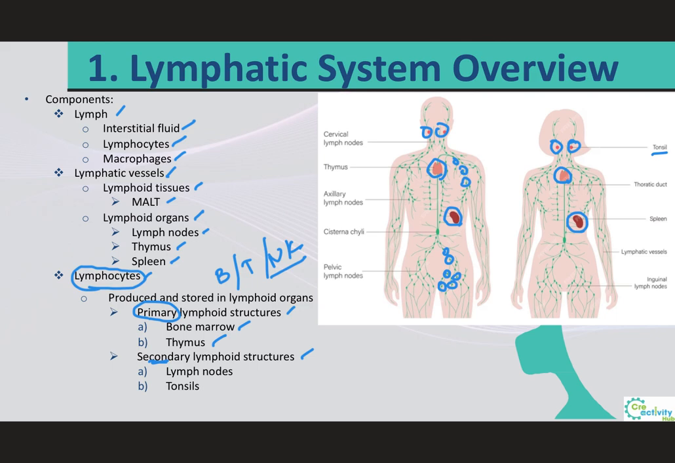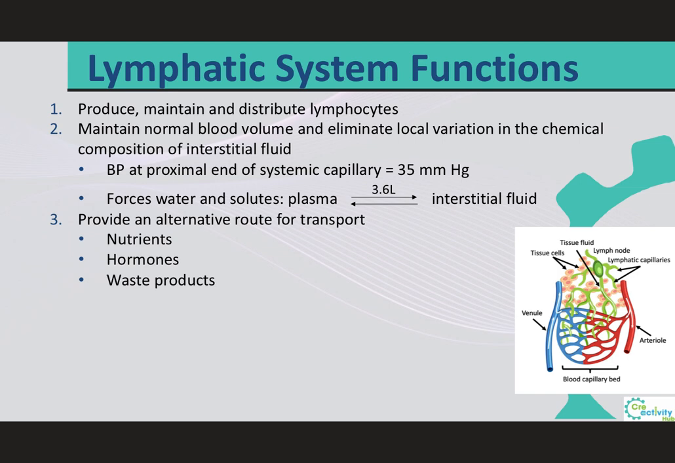Now, the secondary lymphoid structures are located at the front lines where you're going to have invading bacteria, for example, and these are going to be encountered first at the secondary lymphoid structures. Examples of these secondary lymphoid structures include the lymph nodes and the tonsils, in addition to the spleen, for example. Let's talk first about three main functions of the lymphatic system.